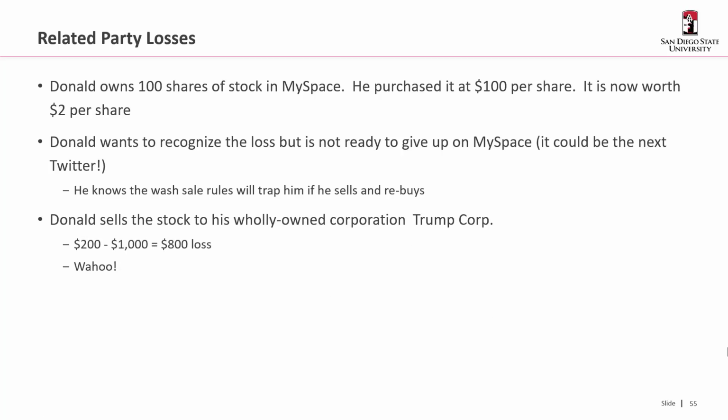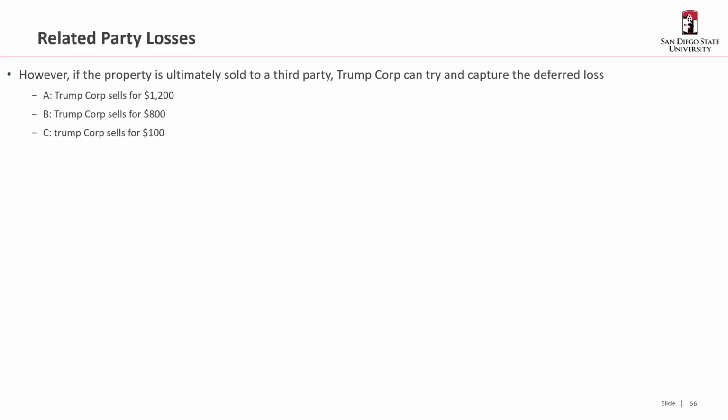So he comes up with his own half-baked idea, which in this case is to sell the stock to his wholly owned corporation, Trump Corp. So in this case, the 200 minus the 1,000 is an $800 loss, and Donald's psyched. He gives the wahoo, only to realize that Code Section 267 disallows losses on sales between related parties. So let's walk through how we apply this rule, because not everything is bad news.